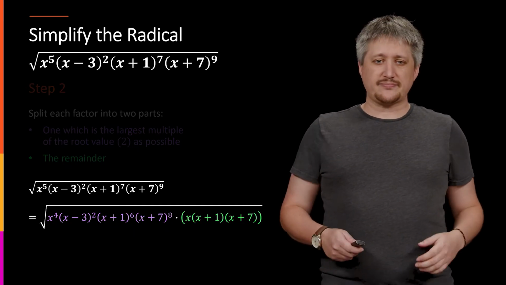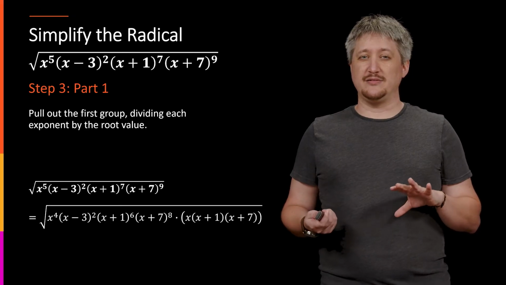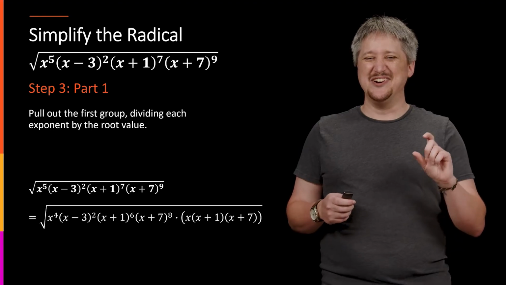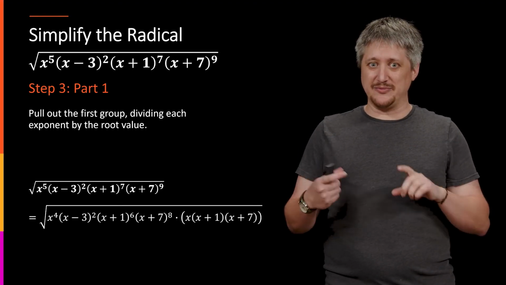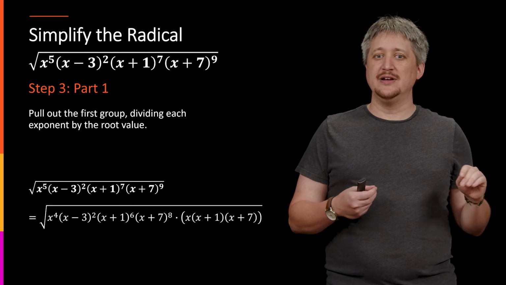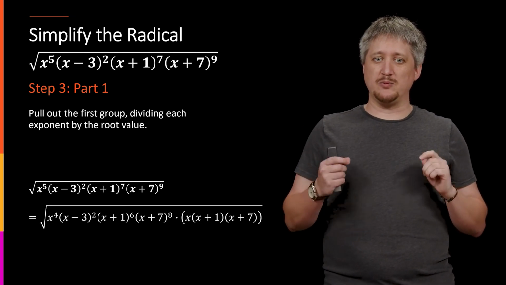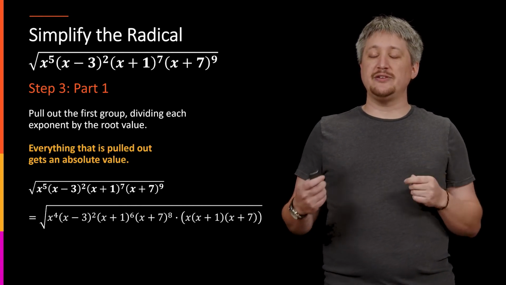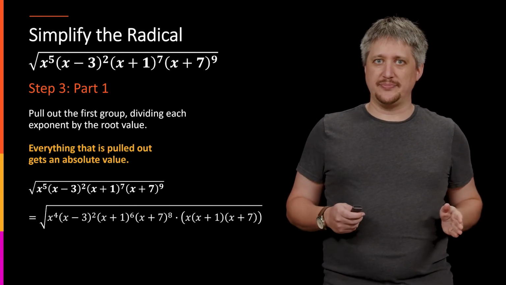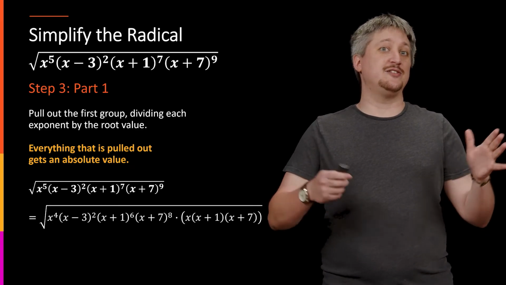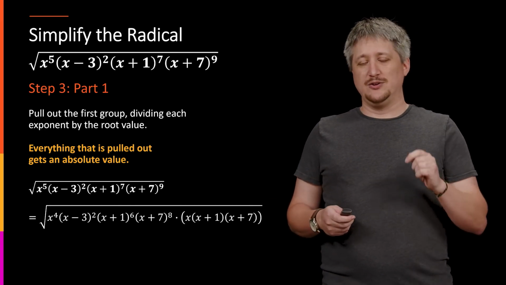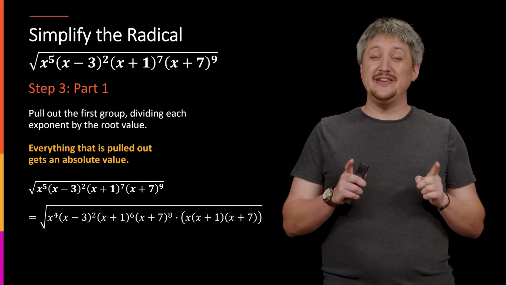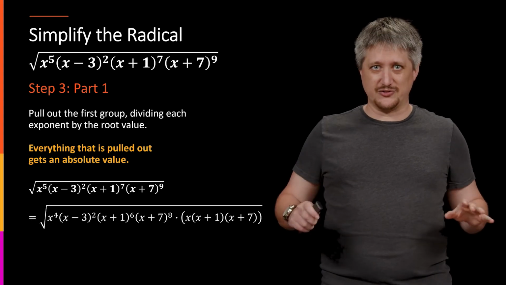The next step is where we do something slightly different for even roots. Step 3, for both, is pulling out that first group and dividing each of the exponents by the root value. But when we do that with an even root, we have one extra piece on top of that, which is that everything we pull out gets an absolute value. I know I said it's not as simple as just throwing absolute values on everything, which is true, because there is going to be a follow-up step only for this situation. But initially, everything gets an absolute value. That's your safest bet.